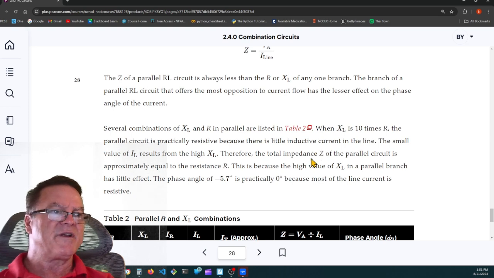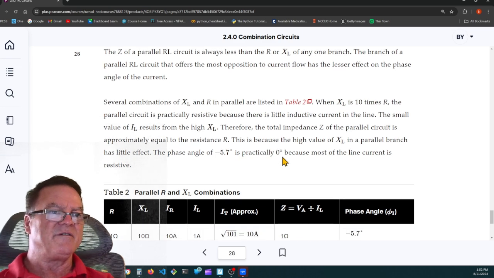Let's see. Several combinations of X sub L and R in parallel are listed in Table 2. When X sub L is 10 times the resistance, the parallel circuit is practically resistive because there's little inductive current in the line. Okay. Small value of IL results from the high X sub L.